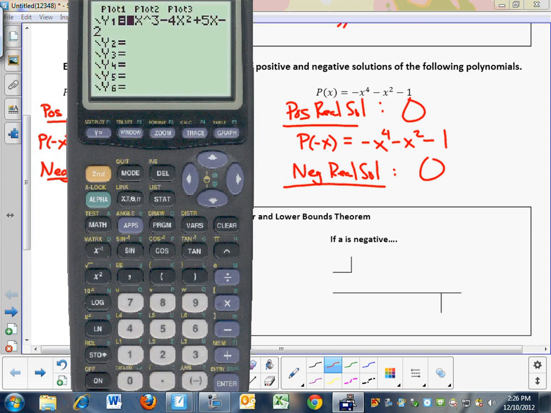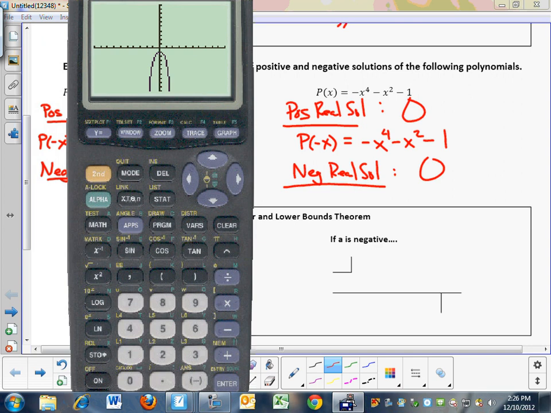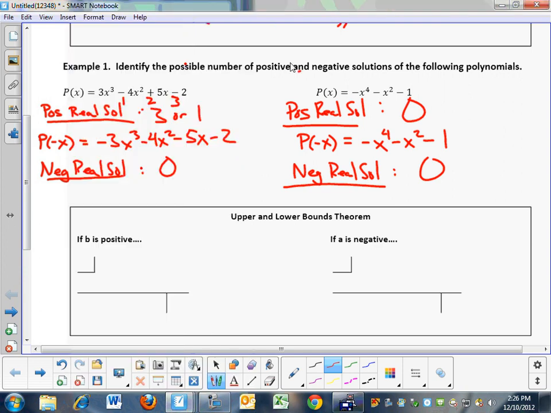And if you go to y equals and you graph this, negative x to the 4th minus x squared minus 1, you can see, does that ever cross? No, it does not. So therefore, you can see that it must have imaginary solutions. So once I test this, should I go about the rational roots theorem? No. That'll be silly. I can't come up with any rational roots. There are none. Okay.